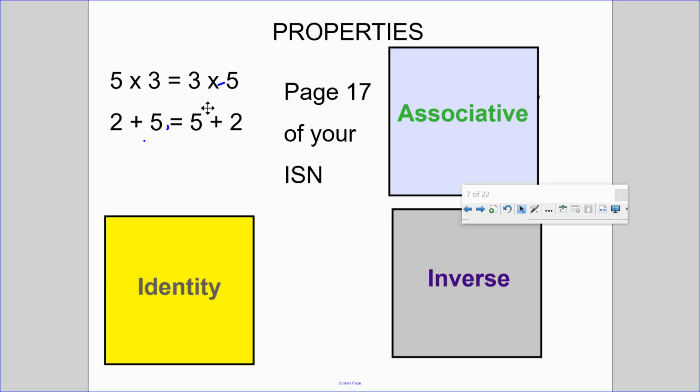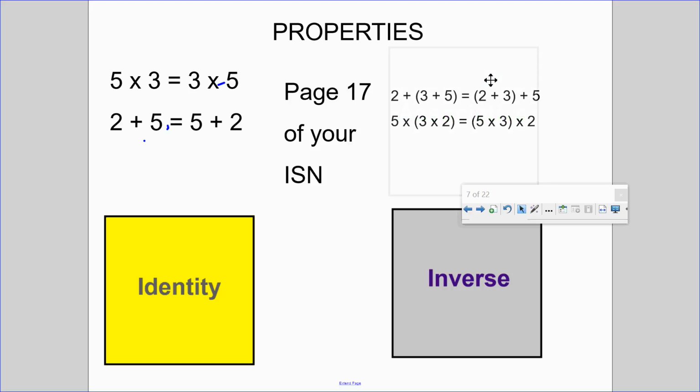It's the same thing with associative. No matter where you're adding 3 numbers together or multiplying 3 numbers, no matter where the terms are, they will be equivalent. It does not work for subtracting and dividing.